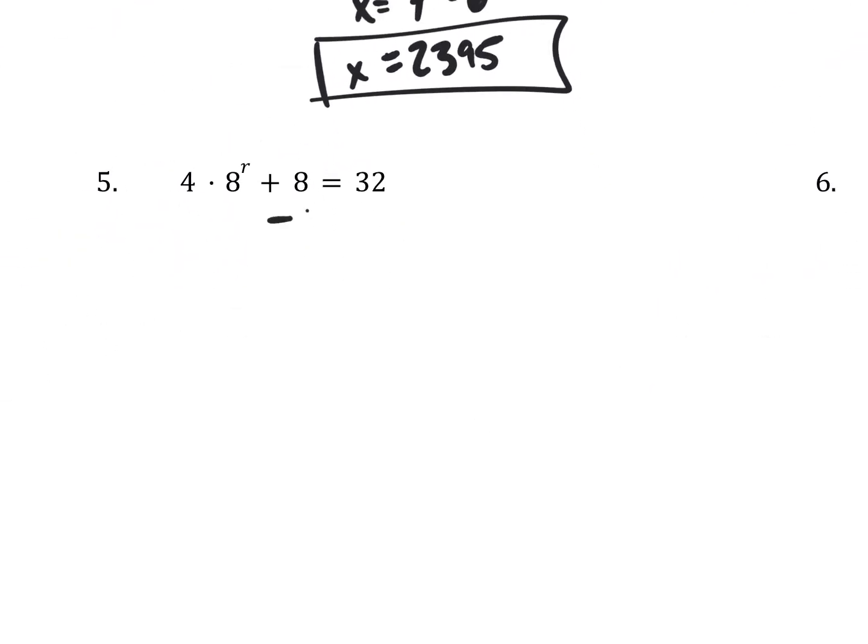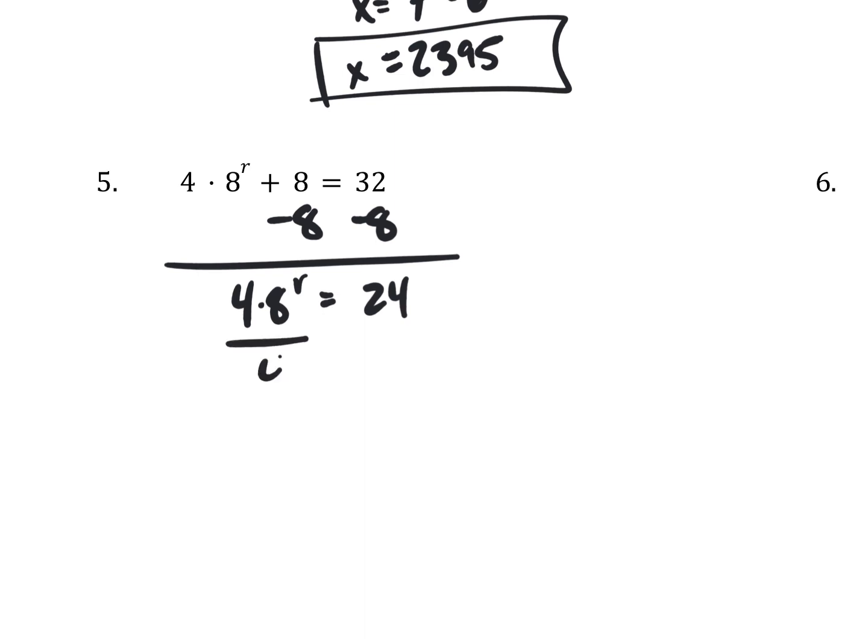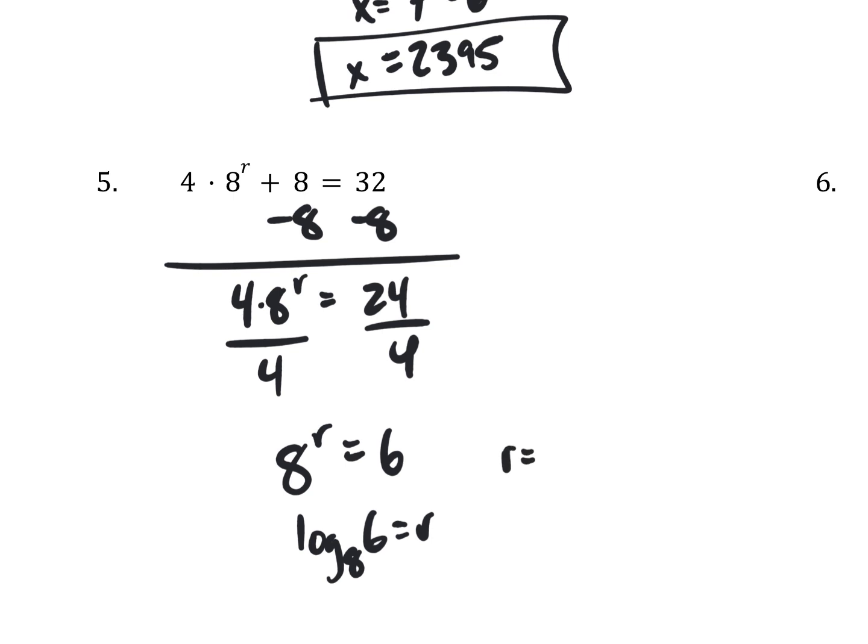Number 5. In this one, I would subtract 8 first. I'd get 24 on this side. And so then I divide both sides by 4. I get 8 to the r equals 6. So log base 8 of 6 equals r. And so I get r equals 0.8617.